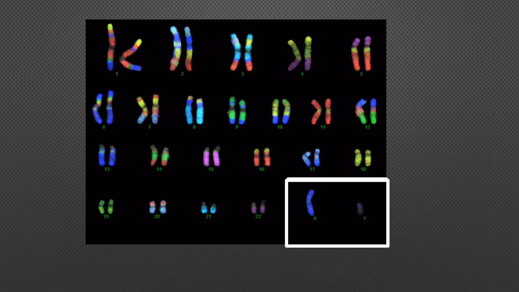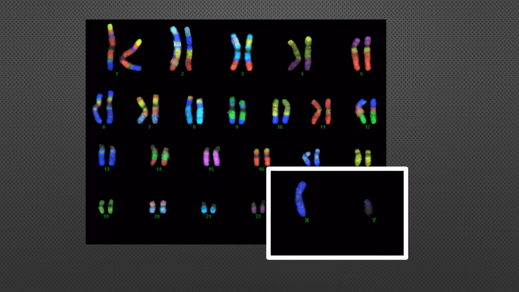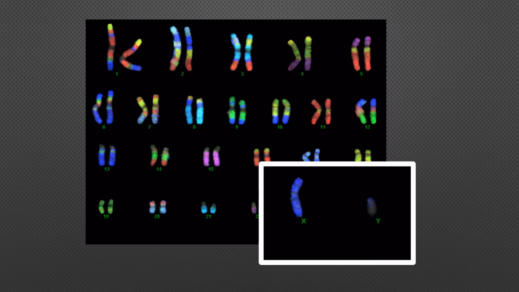So we are going to focus on the X and the Y chromosomes because these are the ones that contain the sex-linked traits. Notice the size difference for the X and the Y. This is because the X chromosome actually contains more genes than the Y chromosome does.